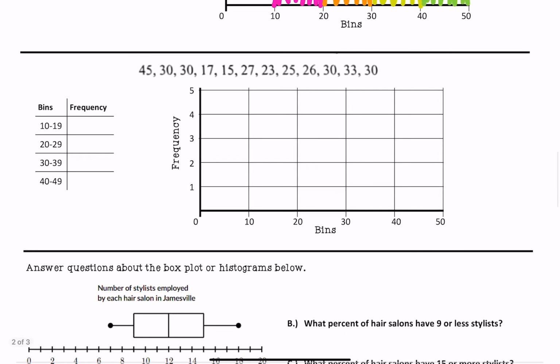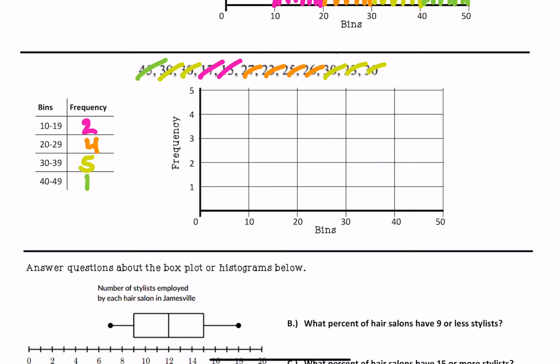Next set of data, so again, we're going to start with 10 to 19. So here's 1, 2, and that's it. Then we have 20 to 29, so we got 1, 2, 3, 4. That was easy, they were all next to each other. Then we have 30 to 39, so we got 1, 2, 3, 4, 5. Whoa. And then last piece of data is 40 to 49, which there's one of those.